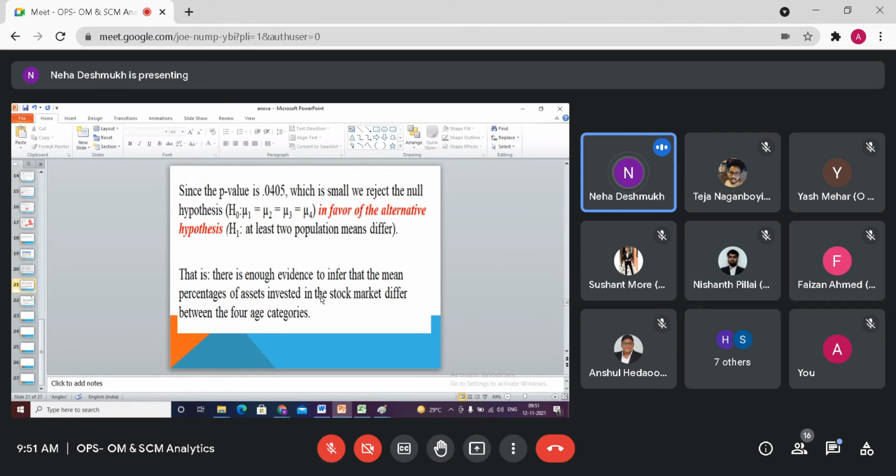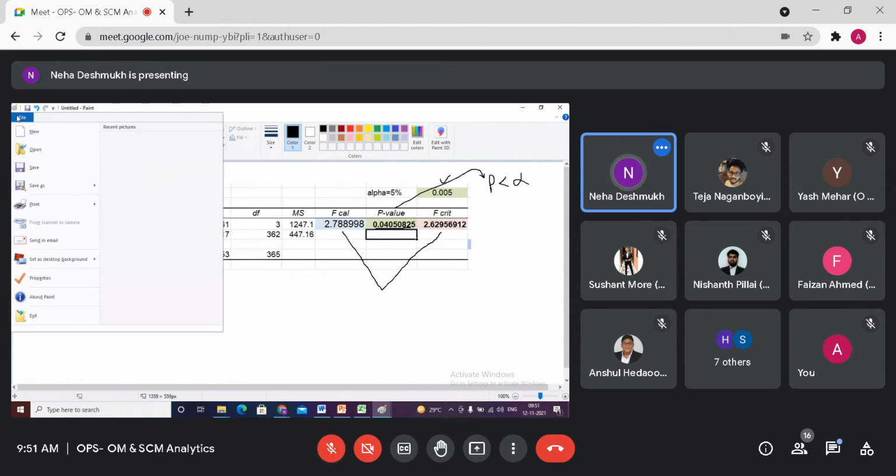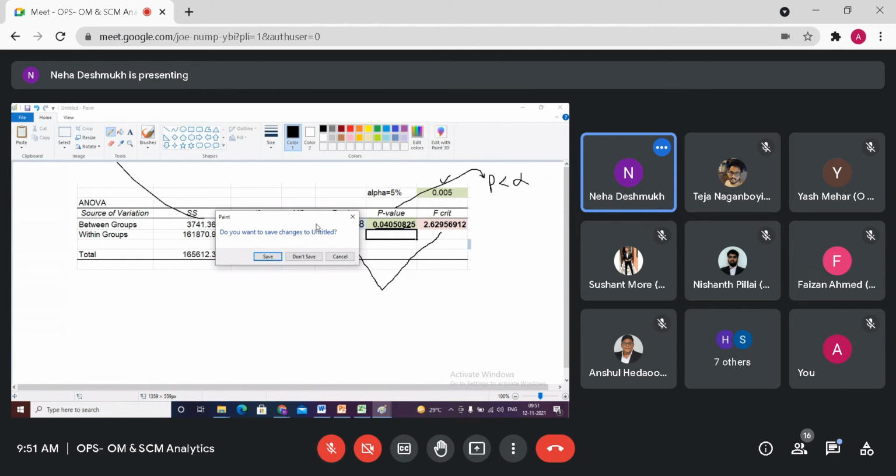Are you with me? That is what we want to prove, na? Yes, ma'am. So this is the interpretation of your ANOVA table, right? Is this clear or should I repeat it? Clear, ma'am.